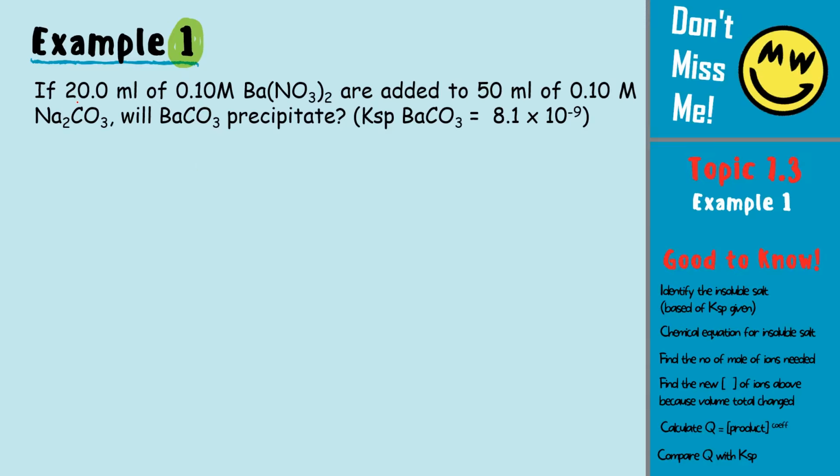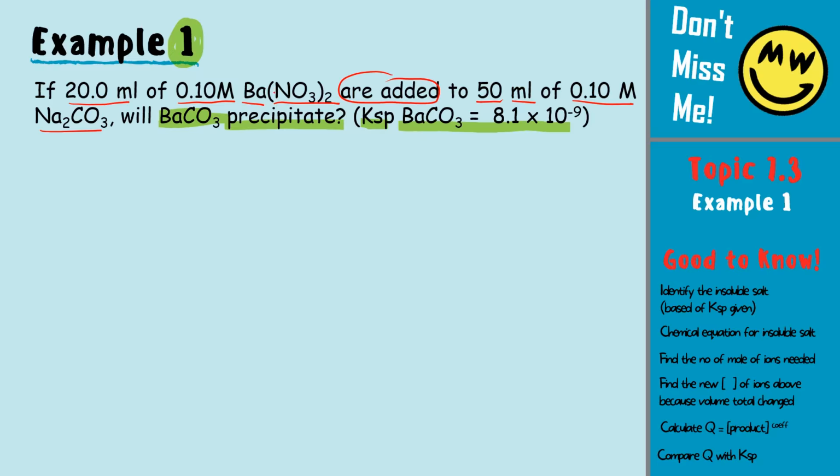The question stated that 20 milliliter of 0.1 molar barium nitrate are added into 50 milliliter of 0.1 molar sodium carbonate. Did you see the words added into? Okay. So which means the volume right now changes. Can you guys see that? Next, the question is actually asking, will the barium carbonate precipitate? And the KSP is given for barium carbonate.